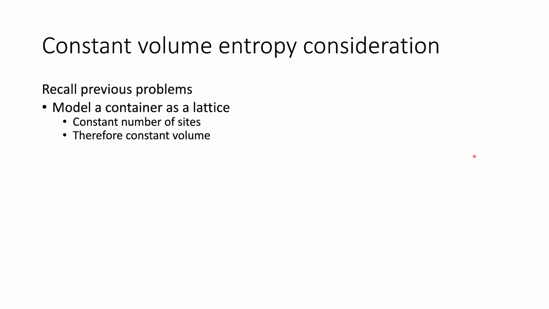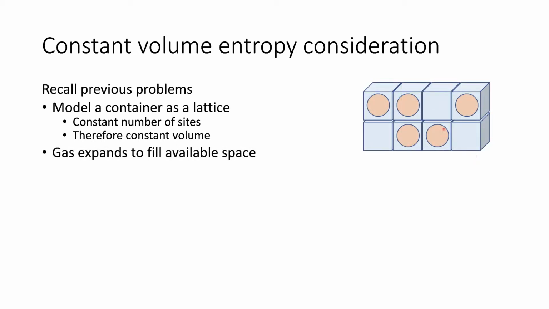So if we go back to those situations, remember we considered a container as a lattice with a constant number of sites, which means they therefore have a constant volume. So if you have a container such as this one, we say the gas expands to fill the available space because those random distributions maximize the multiplicity within the container. So in this setting, where we have 6 gas molecules and 3 empty spaces, we have an overall multiplicity of 56. There are 56 different ways of arranging that particular system.